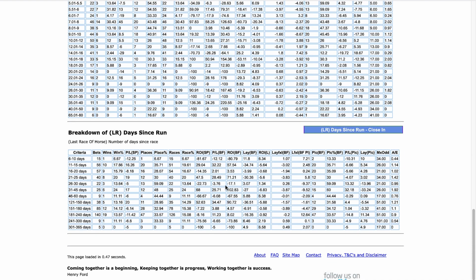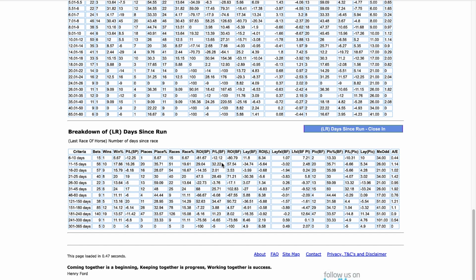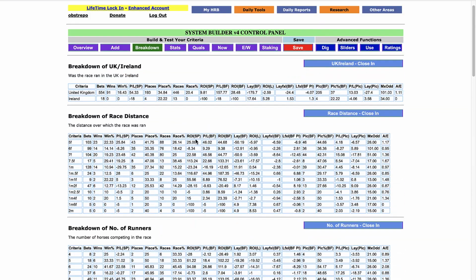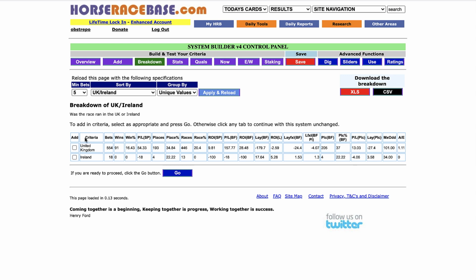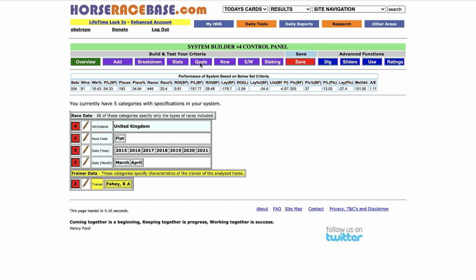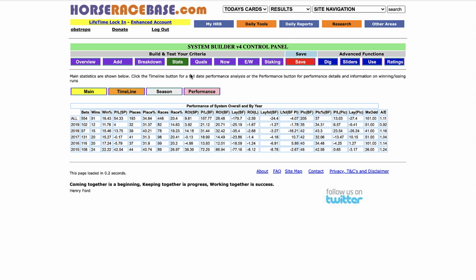And the days since last run, anything over 240 days seems to be a negative there, and anything less than 11 days. So the easiest one to eliminate first is going to be the UK or Irish. We can eliminate the Irish ones because until we see any signs of him winning in Ireland, I think that would be worthwhile excluding those. So we'll click on the close in button and then we can just select UK. So we know that's not going to have a detrimental effect on any of the previous years.